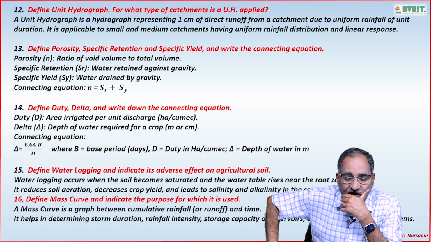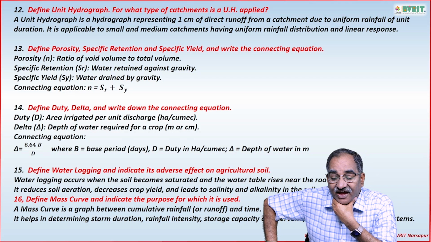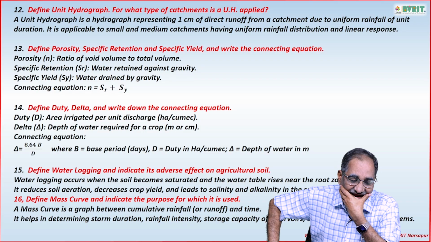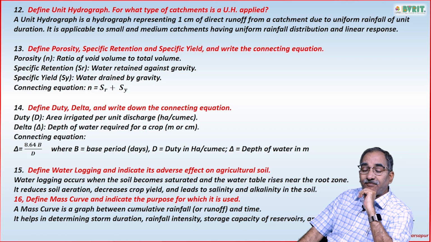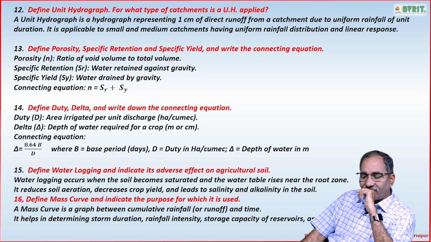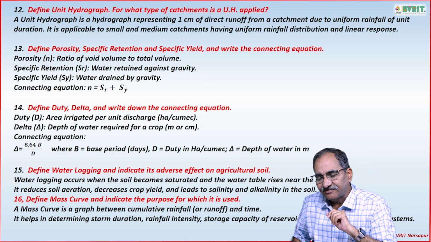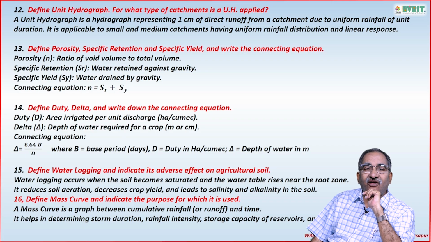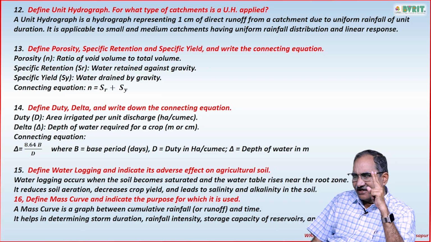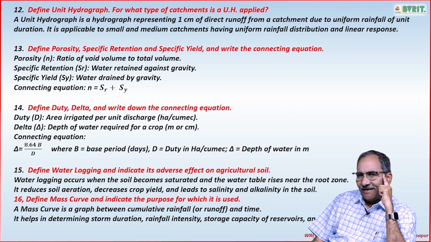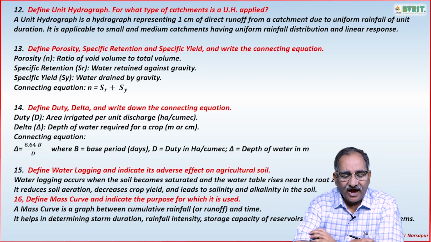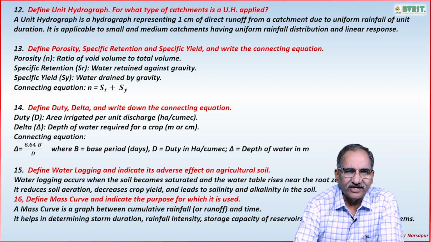Define unit hydrograph. For what type of catchments is UH applied? A unit hydrograph is a hydrograph of direct runoff representing 1 centimeter of direct runoff from a catchment due to uniform rainfall of unit duration. Uniform rainfall of unit duration producing 1 centimeter depth of direct runoff, whatever the resulting hydrograph is, is called the unit hydrograph.